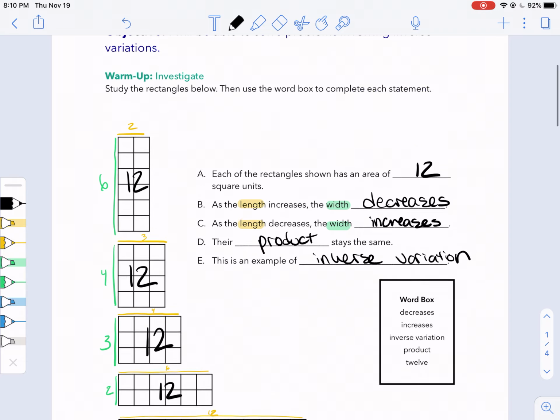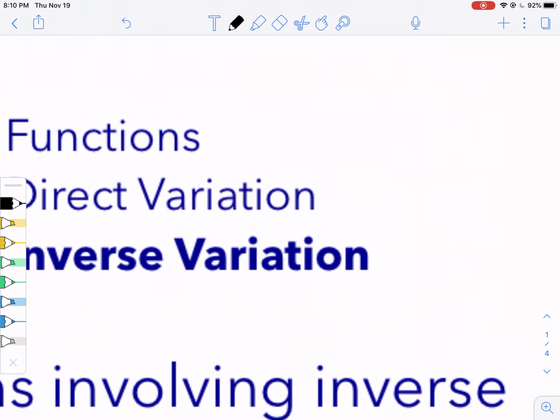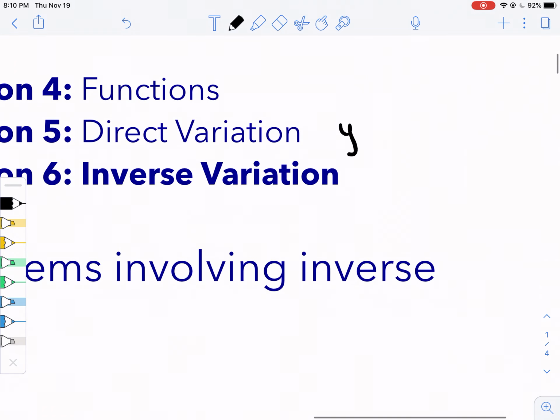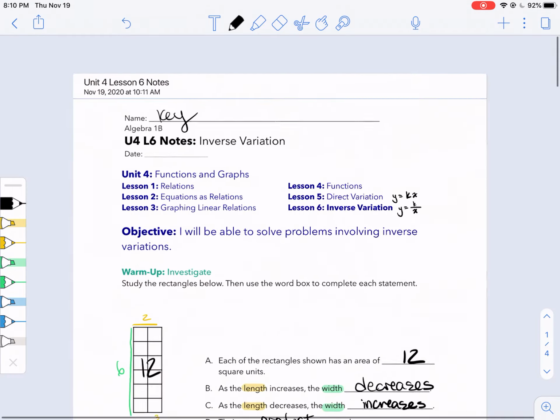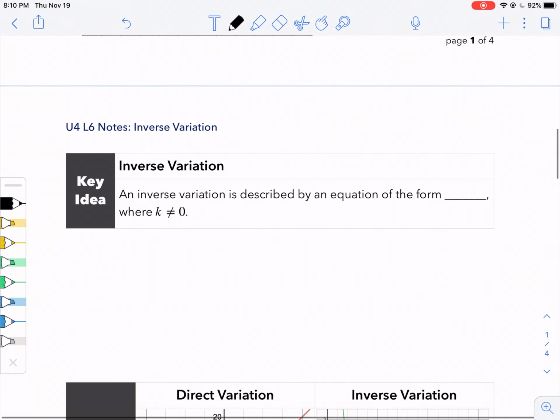Last time we looked at direct variation, which is where you have y equals k times x. This time, inverse variation says y equals k divided by x. There you have it. That's the whole lesson. Bye. I'm just kidding. Let's do some examples.